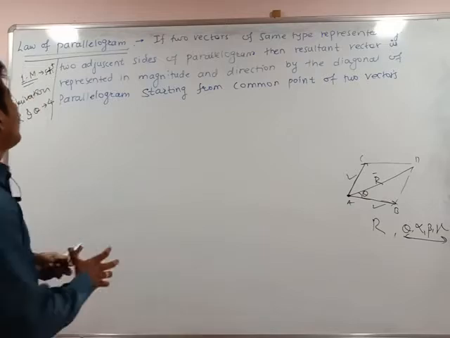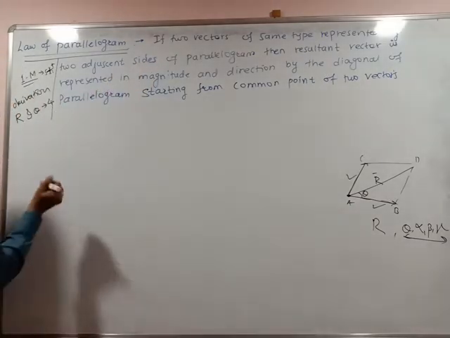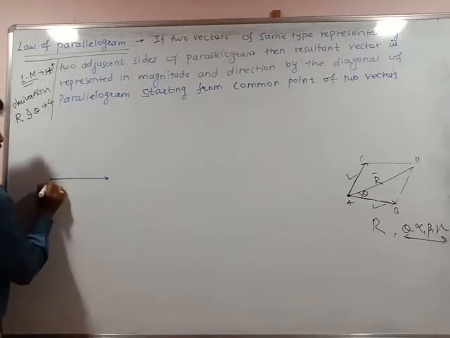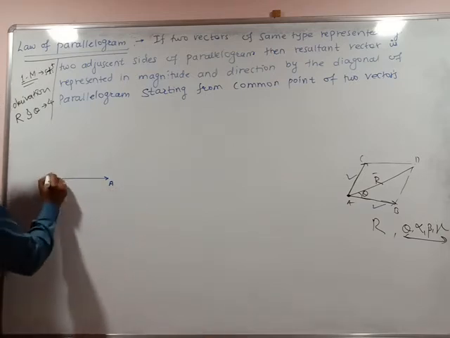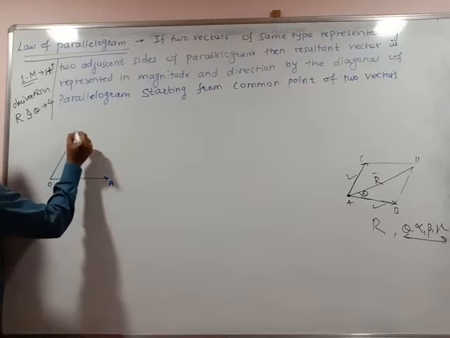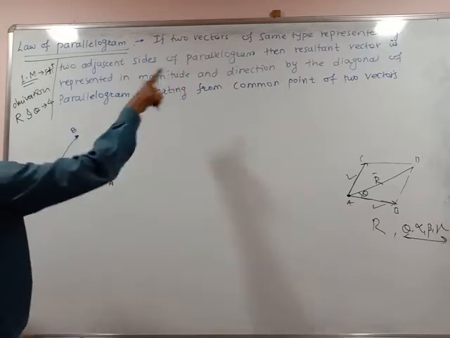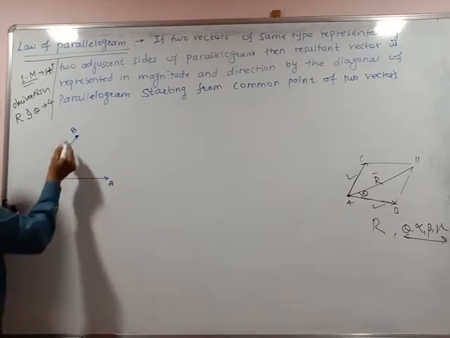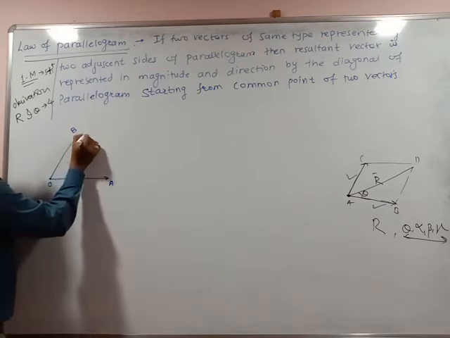Now we will start this law of parallelogram. Two vectors of the same type. I will consider one vector here, one vector is said to be OA. The second vector is OB. These are represented by two adjacent sides of the parallelogram. Now prepare a parallelogram here. The starting point of these two vectors is here only. So I will draw the parallelogram like this.